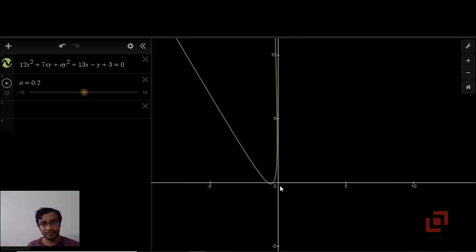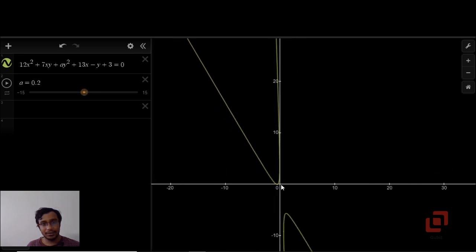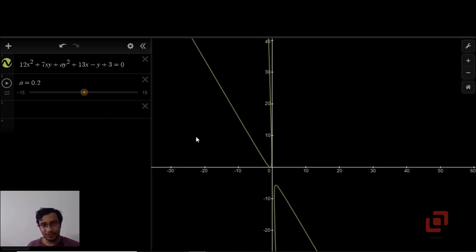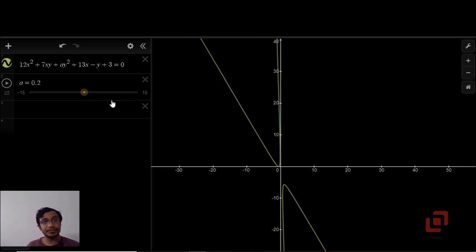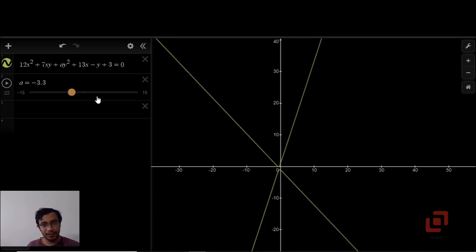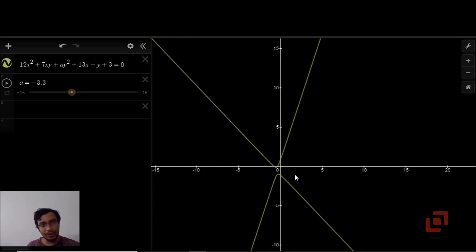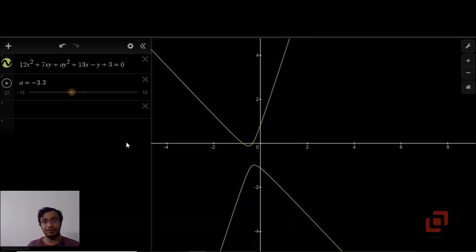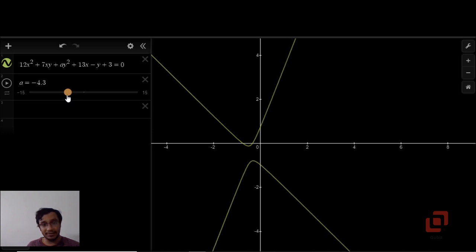Eventually it will get converted to a parabola, well, not parabola, actually hyperbola. You can see the other branch of the hyperbola here in the third quadrant. Now let's go to the negative values. See, note that although it appears to be a pair of straight lines, it's not, because these are two different curves, or at least two different branches. Let's now go to minus 10.